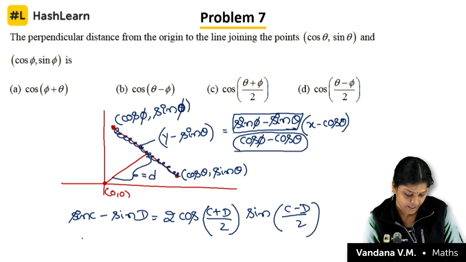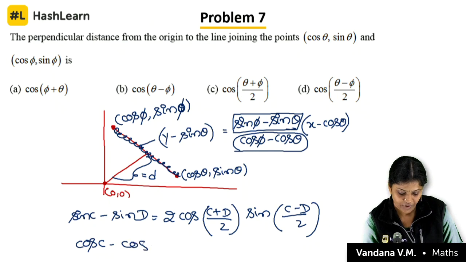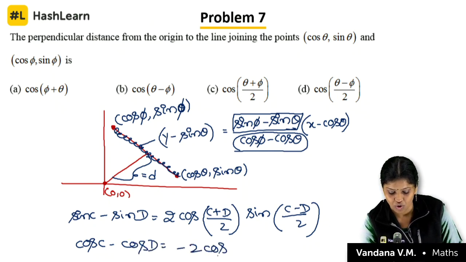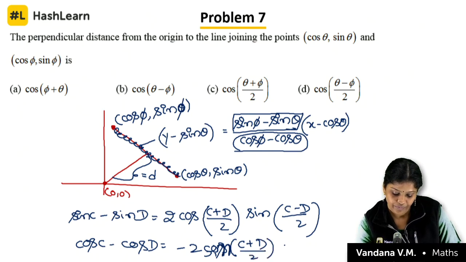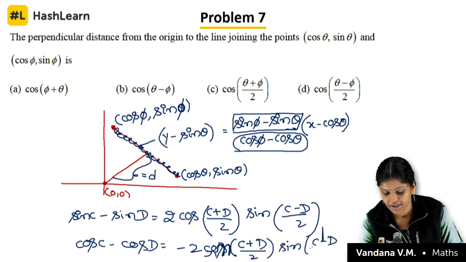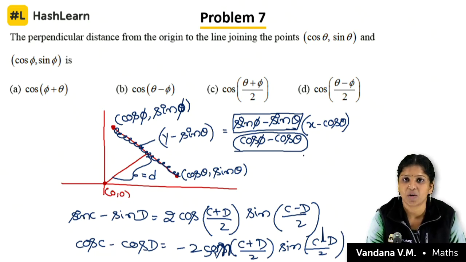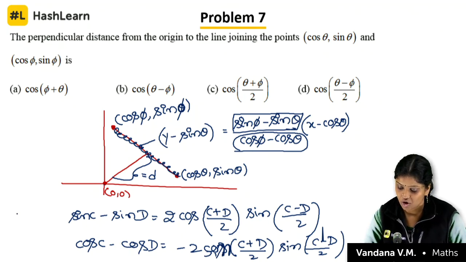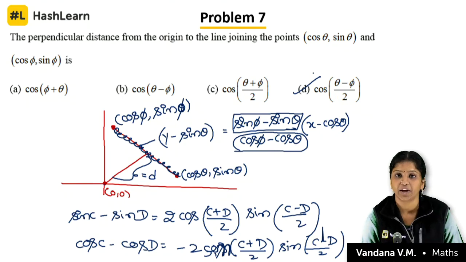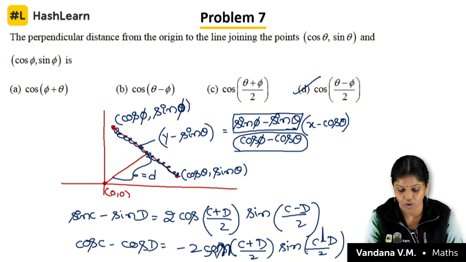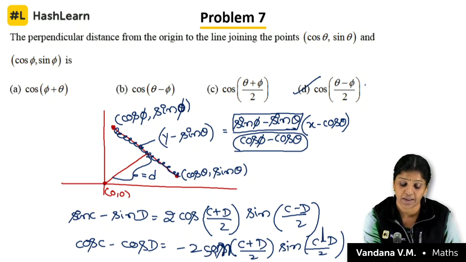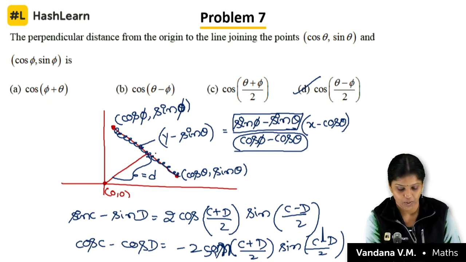This is also looking like cos C minus cos D. The formula is minus 2 sin C plus D by 2, sorry, this is all sin, sin C plus D by 2 sin C minus D by 2. So, if you apply this formula and find out the distance from the origin, you will get the answer as cos theta minus pi by 2, because all x coefficients will become 0, y coefficient will become 0. I will get only the constant as cos of theta minus pi by 2. Okay, next one.